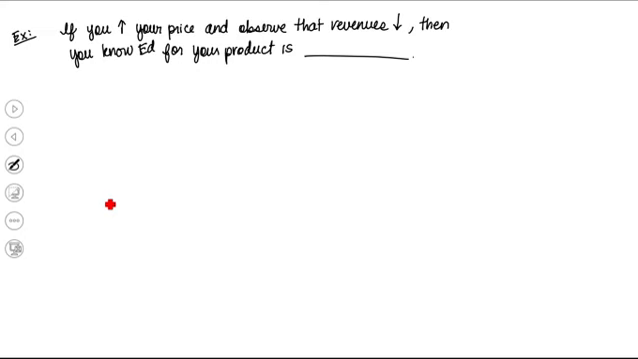If you increase your price, and you observe that your revenues fall, then you know elasticity of demand for your product was what? What's the answer, guys? It's either elastic or inelastic. Elastic, right? So you raised your price, hoping people were not price sensitive, but it turns out they are price sensitive, and they cut back enough that your revenues fall. Everybody with me? All right. Easy stuff.